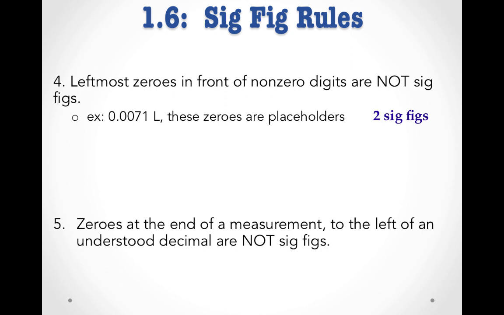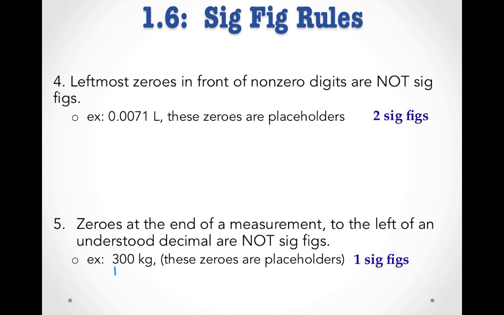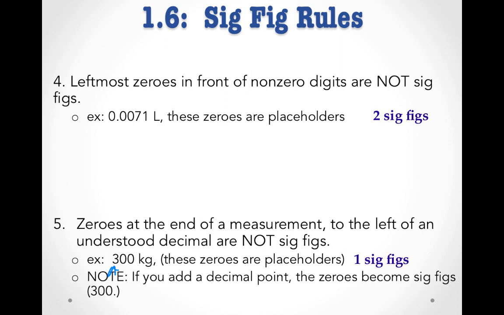Finally, zeros at the end of a measurement to the left of an understood decimal are not sig figs. For instance, 300 kilograms. Notice there's no decimal place here. This indicates that those zeros are uncertain. It might be 290 kilograms. It might be 315 kilograms. We don't really know. That means that this measurement has 1 sig fig. An important note, though, if we wanted to indicate that those zeros were measured and were known precisely, we could simply add a decimal point, making all 3 digits significant.